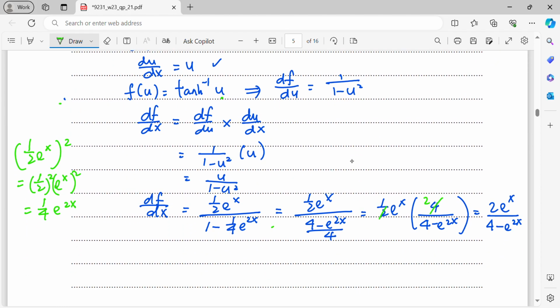So f prime 0. Okay, f prime 0 will be 2e^0 over 4 minus e^0. That is 2 over 4. Then I get half. Oh, sorry, the denominator e^0 is 1. So it shouldn't be 4 in the denominator. It should be 4 minus 1, which is 3, so it is 2 over 3.